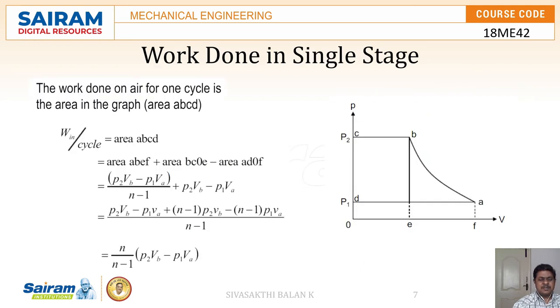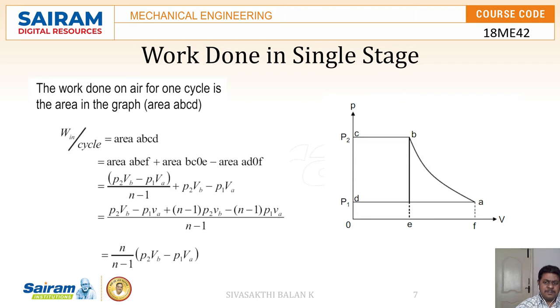Now, let us see how work done for single stage compressor with no clearance is carried out. To make it simple, we have chosen the simple PV diagram of the reciprocating compressor. The work done on the air in one cycle is the area in the graph A, B, C, D.